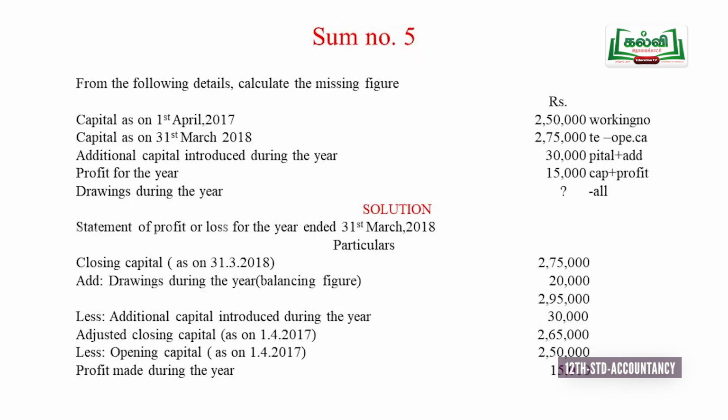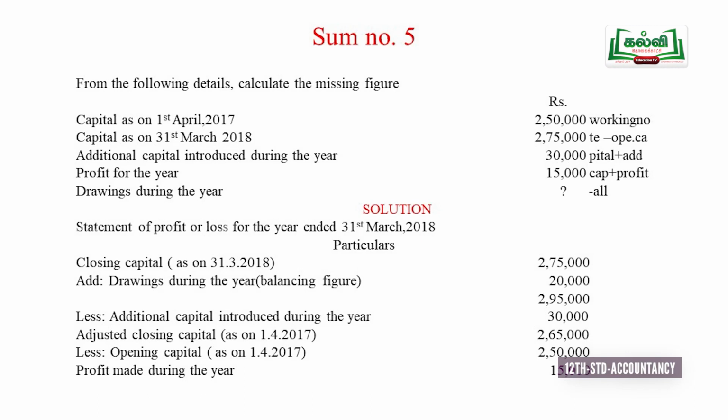Next is sum number 5. From the following details calculate missing information. Capital as on 1st April 2017, capital as on 31st March 2018 given, profit given, then drawings. So, now what is the missing information? Missing information here is drawings. When drawings is the missing information, we must have a working note. We cannot straight away go to the format, closing, add, drawings. We must have a working note.